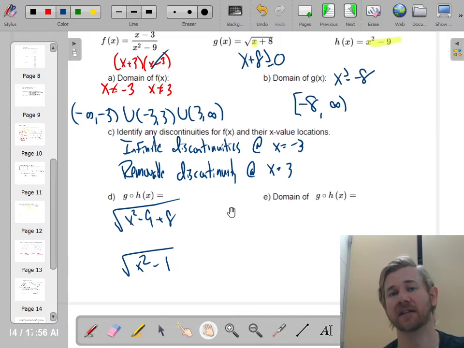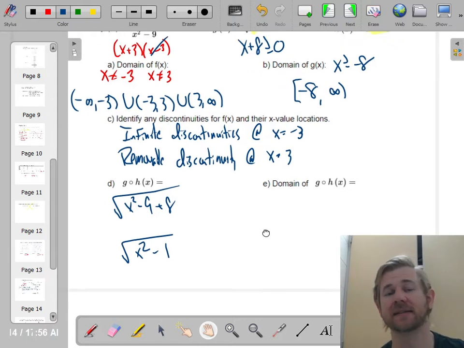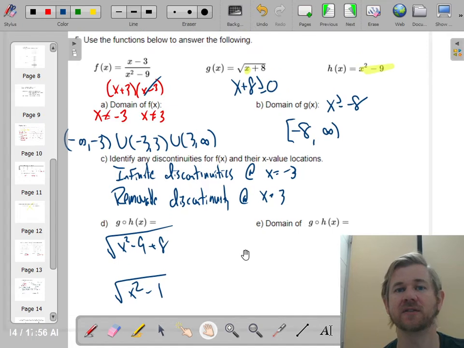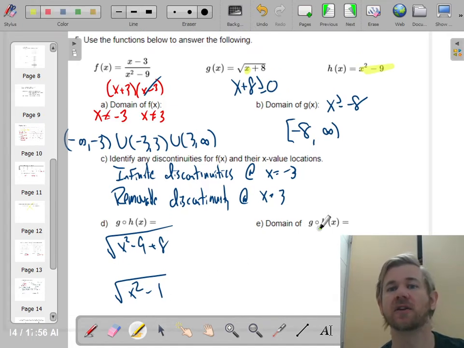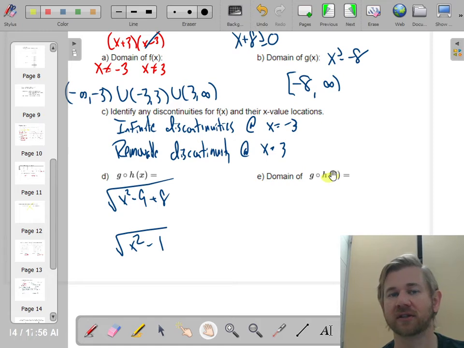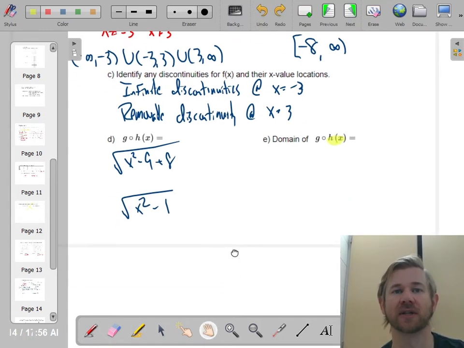Domain of g of h of x. So this is where it's kind of tricky. And this is a nonlinear inequality, so it's especially tricky. The domain of g of h of x. First, look at the domain of the input function. That's h of x. And you'll notice h of x is a parabola. It doesn't have any domain restrictions, so there are no domain restrictions for that. But then you look at the function that you create and see if there are any domain restrictions.